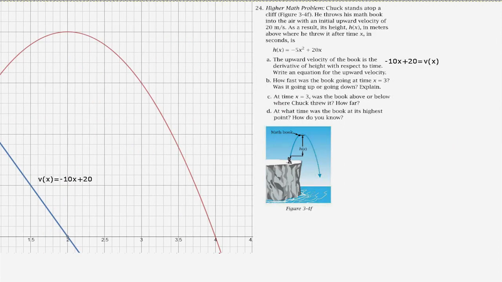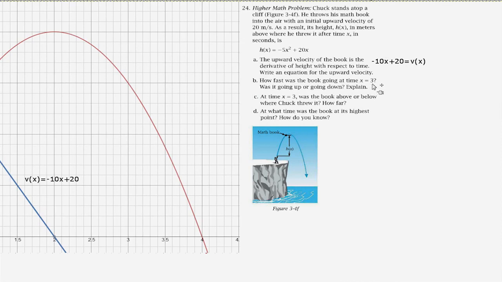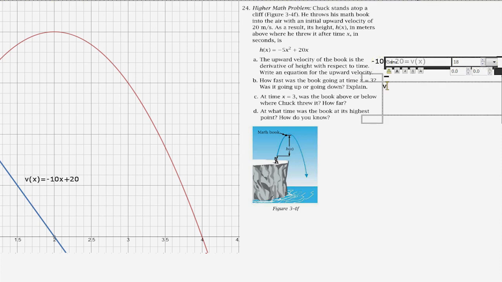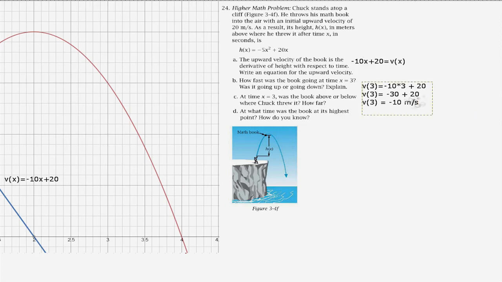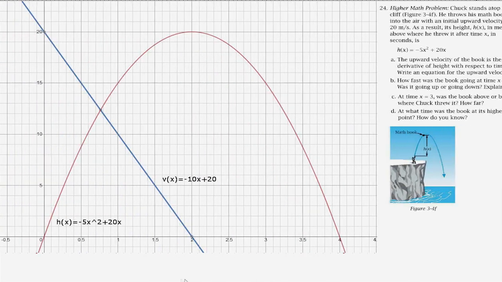Next is part B, which asks, how fast was the book going at time x equals 3? Was it going up or going down? And to explain. To find how fast the book was going at the 3-second mark, we just substitute 3 for x in our velocity function, which yields negative 10 meters per second. This answer means that the book is moving at 10 meters per second in the downward direction, which is indicated by the negative sign. We can see this on the h of x graph where the book is traveling down at x equals 3.